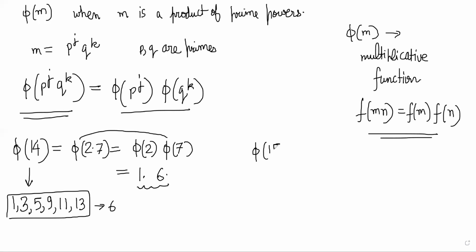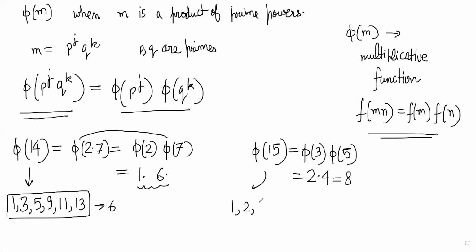Similarly, phi of 15, we can guess it is phi of 3 times phi of 5. So it should be 2 times 4, so 8, right? Now we can list it out also: 1, 2, 4, 7, 8, 11, 13, 14. That's 8. So it is 4 and 4, 8. Right now what we are getting is that it is working out.